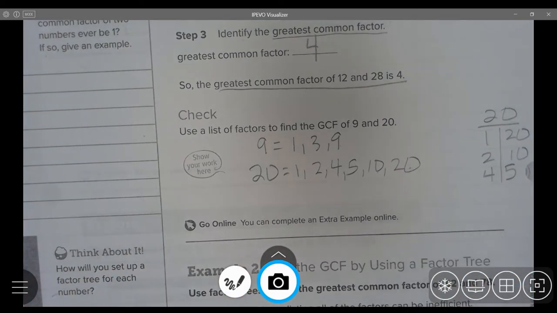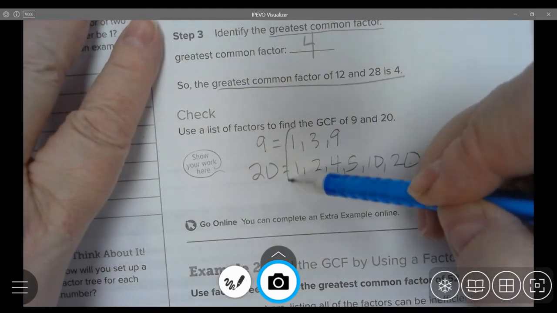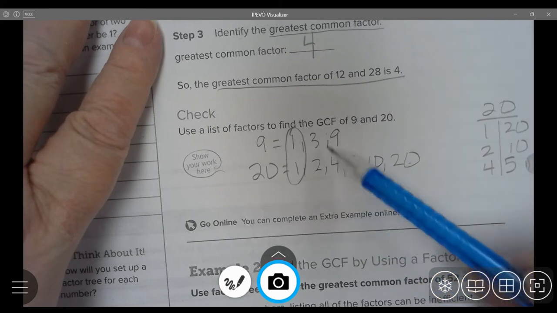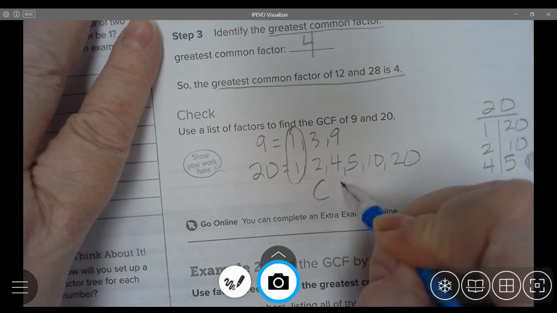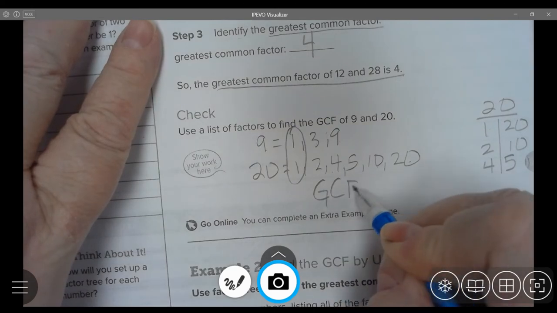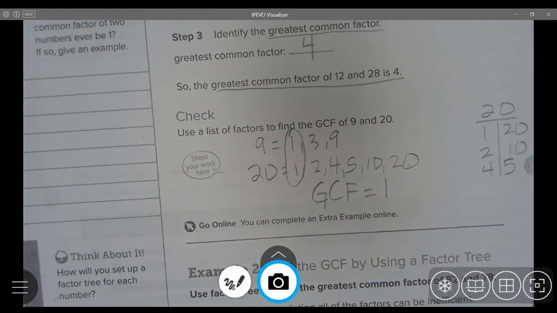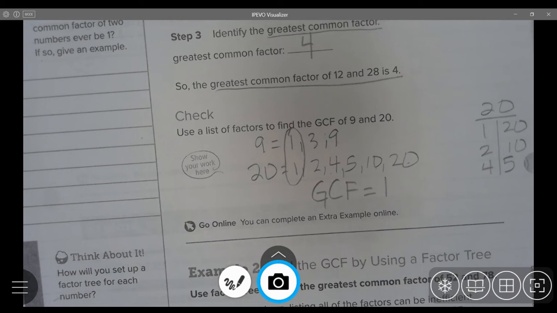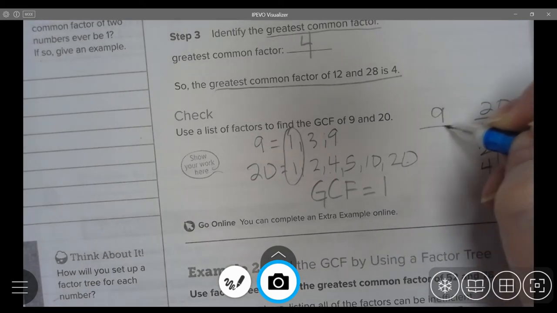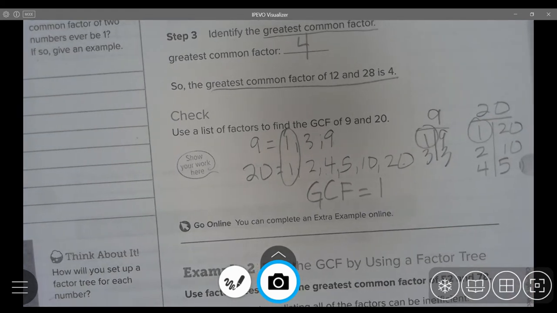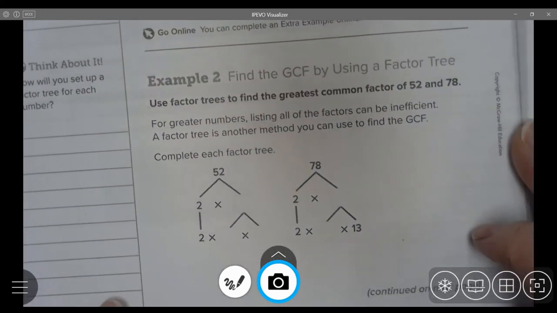And as I take a look at that, I have to then identify the common factors. And as I look at this, I identify 1 as being the only number that's the same in both lists. So my greatest common factor of 9 and 20 would be 1. So like I said, you can make the list, or another way, you could do a T-chart, 1 and 9, 3 and 3. And 1 would be the only number that's common between the two. Example 2.